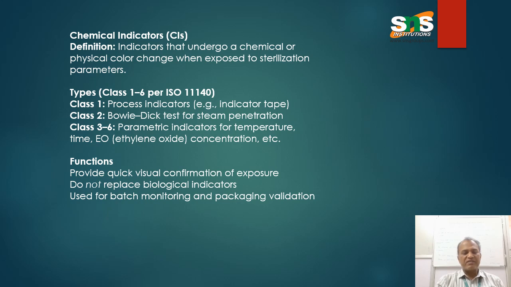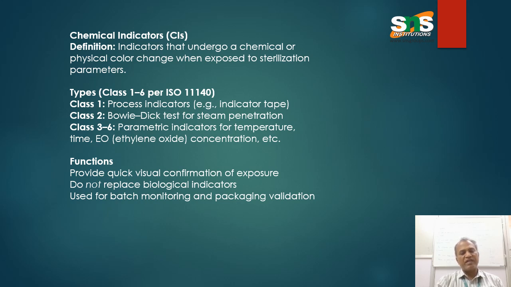Next, chemical indicators. What are chemical indicators? Chemical indicators are nothing but a chemical impregnated or embedded in a particular sensor. Once it undergoes the sterilization process, it changes its nature, thereby giving the result whether the sterilization was properly carried out or not.